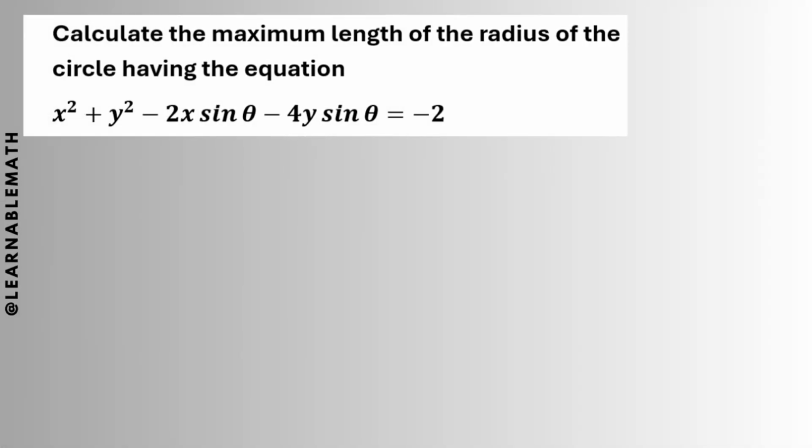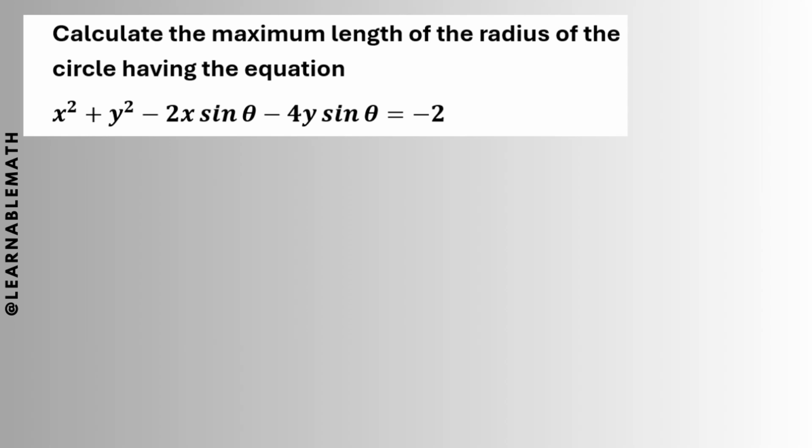Okay, so the question says calculate the maximum length of the radius of the circle having the equation x squared plus y squared minus 2x sine theta minus 4y sine theta equals minus 2. So we are given the equation of a circle, and the question wants us to determine the maximum value of the radius. Because we want the maximum value of the radius, we must know what our radius is in this case.